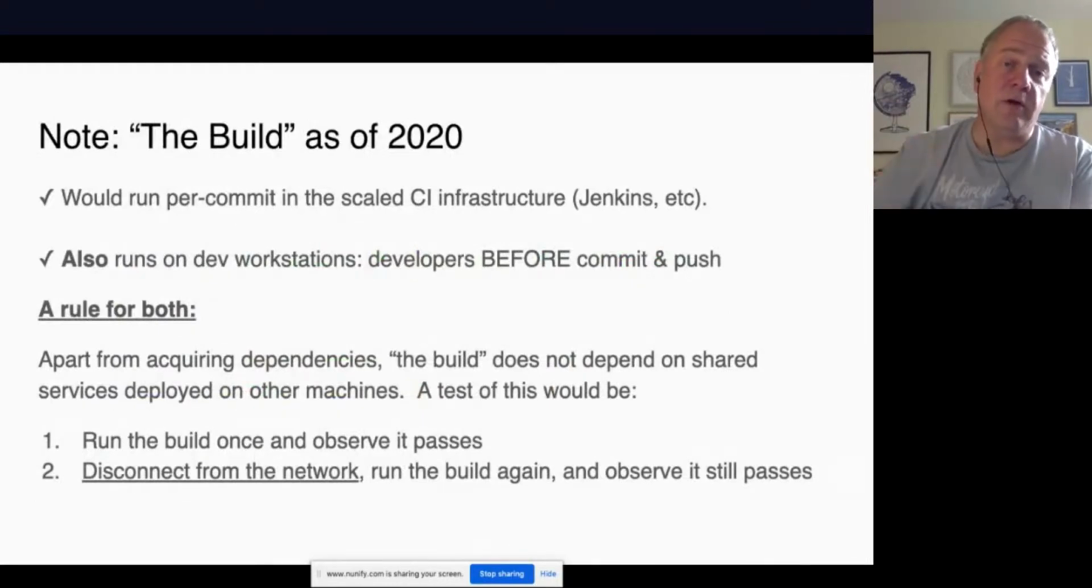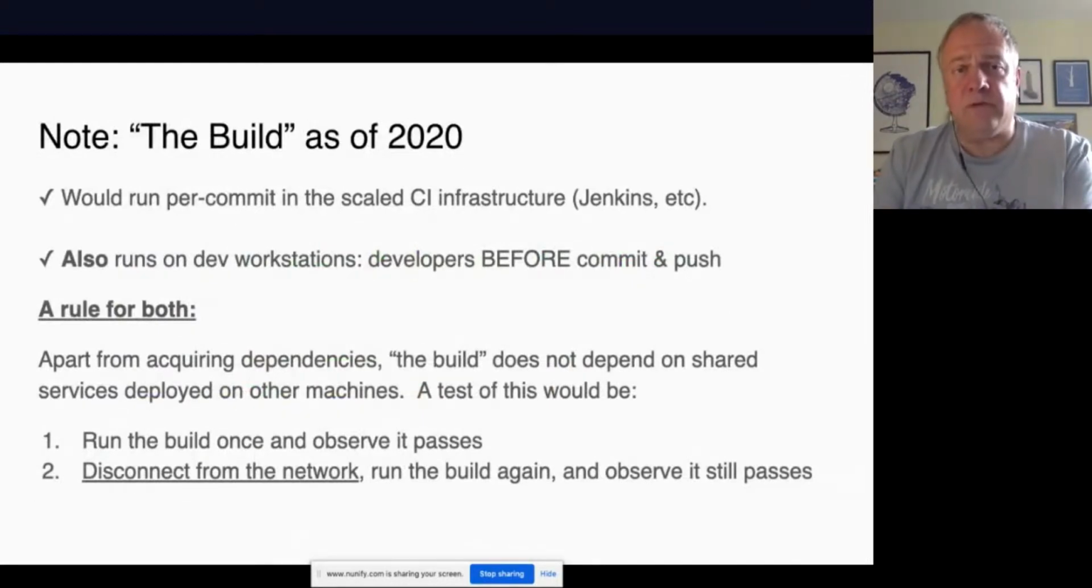So a reminder, the build is a term that's been used by dev teams for a few decades, but I think it's important to point out that the build is more than what we used to remember it to be. It is and remains a thing that can run in the Jenkins style infrastructure after commits have happened. But the build is something we can also do and should also do on our developer workstations, and that includes test automators, before we commit and push into source control and thus triggering the Jenkins style CI infrastructure.